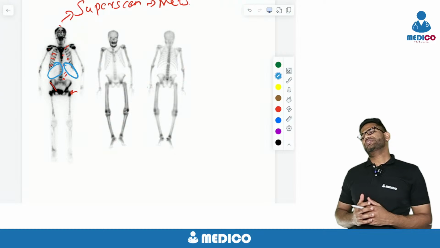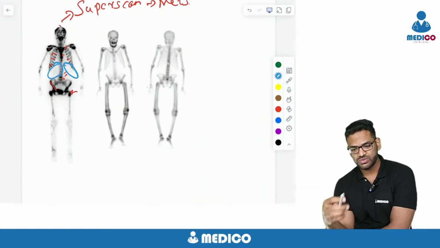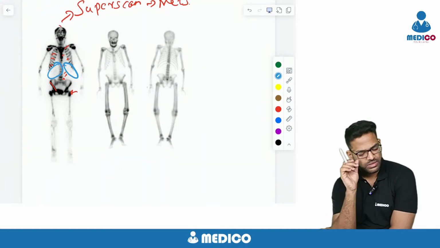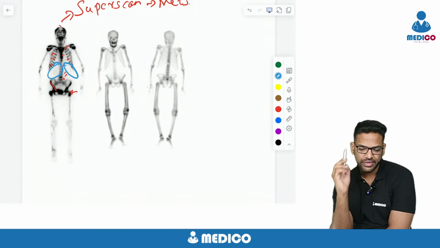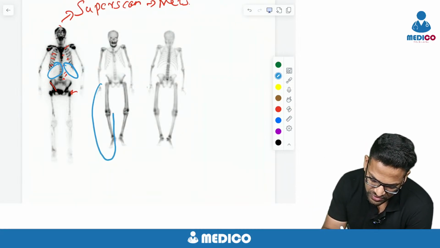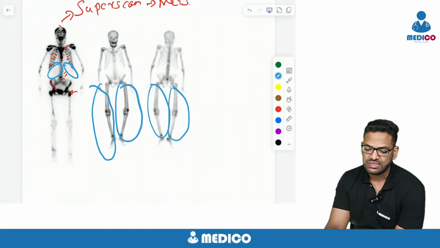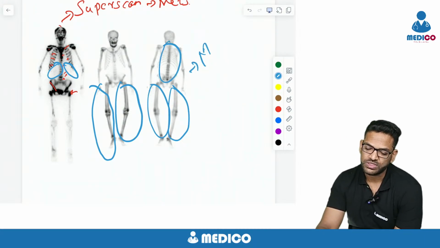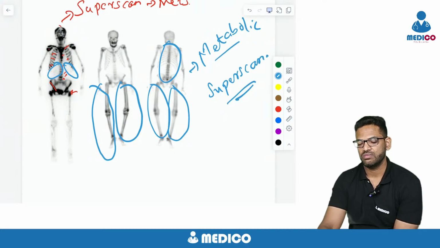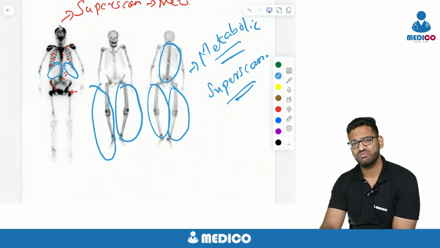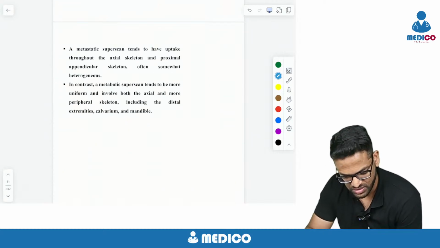Now, a super scan is seen predominantly in two conditions. One is metastasis, like a diffuse metastasis, and also in conditions where there is hyperparathyroidism, any metabolic conditions. There, the difference in the super scan is that they'll have more limb uptake. So limbs will have more uptake than the axial skeleton. So this is a metabolic super scan. Both are bad, but this is a metabolic super scan. Both are really bad for the patient, but the metastatic one is even worse because it's mets. All right, so now we'll go to the next one.